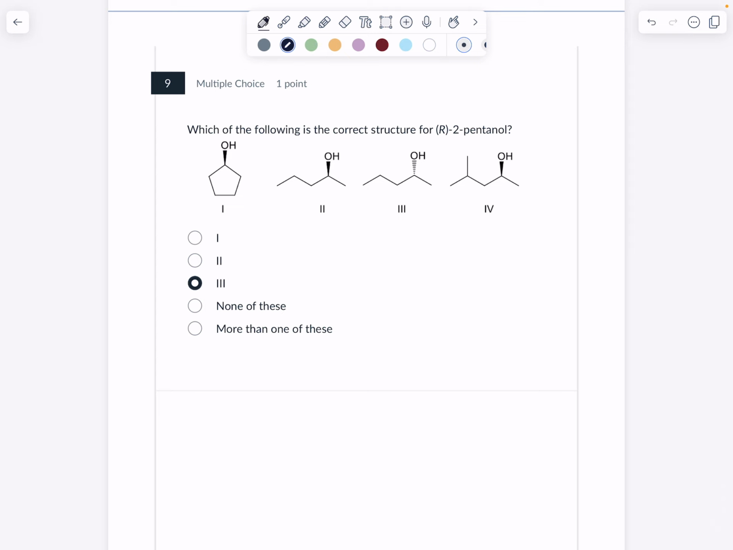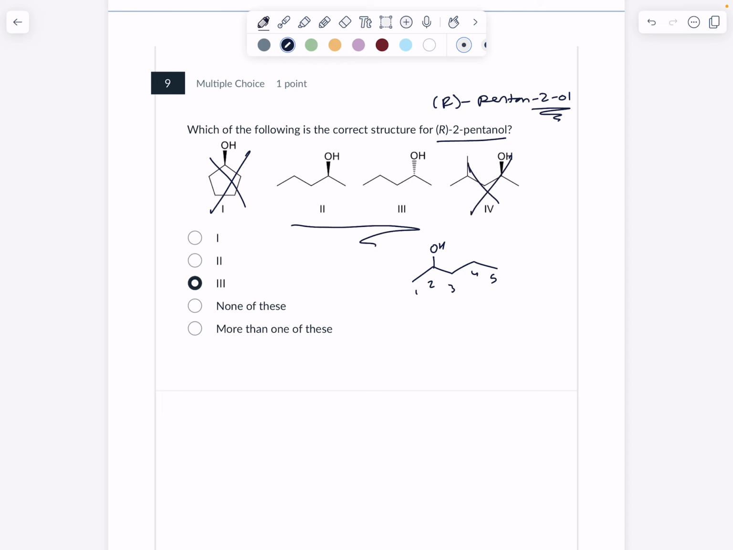Okay, which of the following is the correct structure for R-2-pentanol? You can also write this R-pentan-2-ol, whichever one of those you like better. I like putting it directly in front of the substituent every time because it is a little bit clearer. But again, I'm going to eliminate answers based on what I know. Pentanol looks like this, 1, 2, 3, 4, 5. And so it can't be the first one. That's a cyclo. And then we only have one substituent. It's an alcohol on position 2. So this one's wrong too. So it's got to be one of these two.